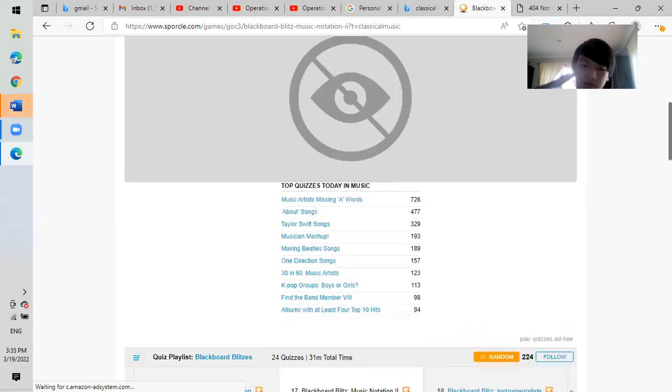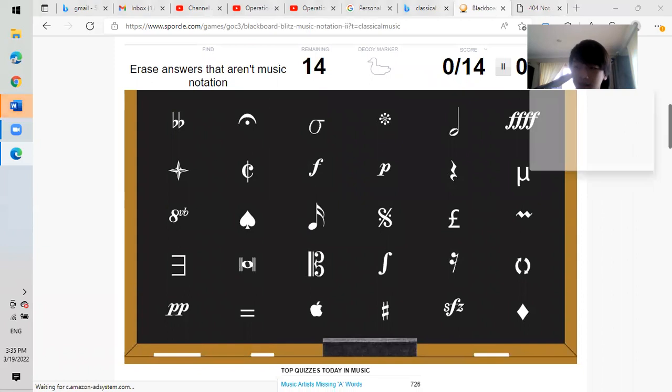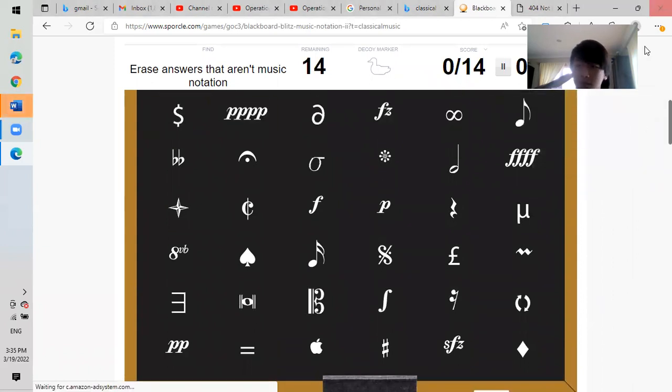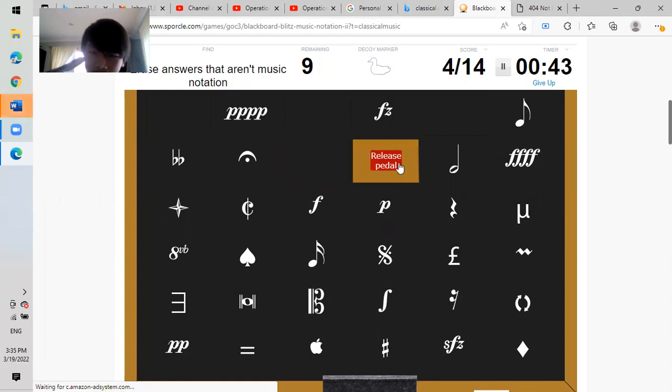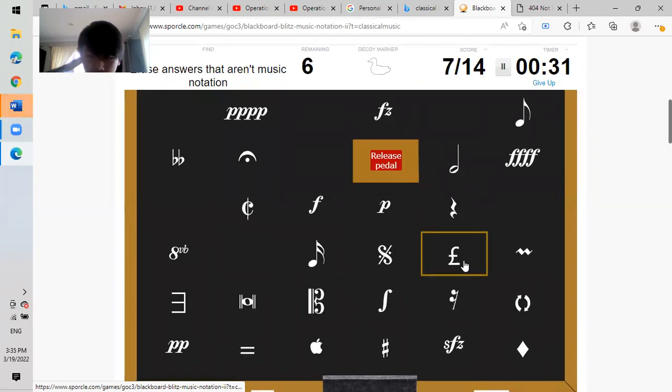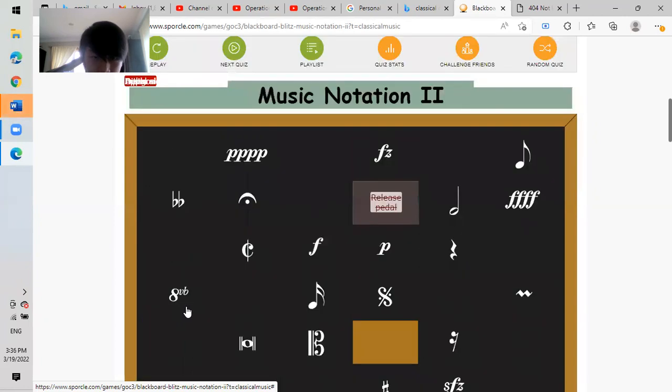Is this one harder or is it the same level? All right, let's just try this. 3, 2, 1. Okay, I see a dollar sign, which is definitely not. Oh, there's only 1 minute. T sign, what? This is the asterisk. That is? Oh, of course. Release pedal. That's definitely one. That's the one I was talking about earlier. This is definitely not. This is definitely not Apple. Haha, very funny. This is definitely not.